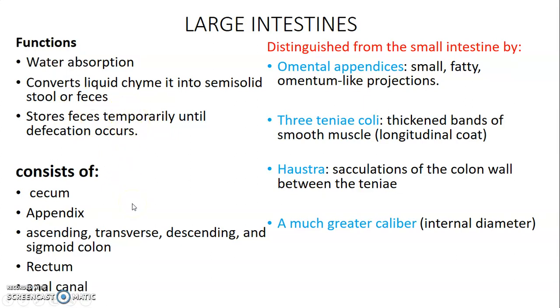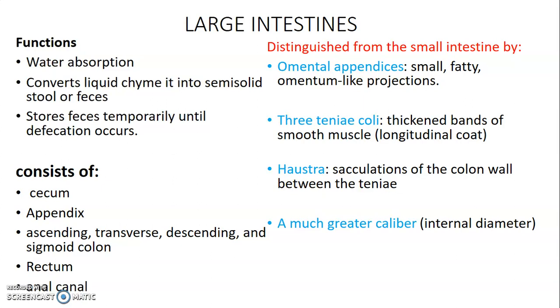So the large intestine contains the cecum, the appendix, the colon, which has 4 parts: the ascending colon, transverse, descending, and sigmoid colon. Then you have the rectum and anal canal. So how do you differentiate the large intestines from the small intestines? The large intestines contain omental appendices. Omental appendices are small, fatty, omentum-like projections. So just projections from the omentum.